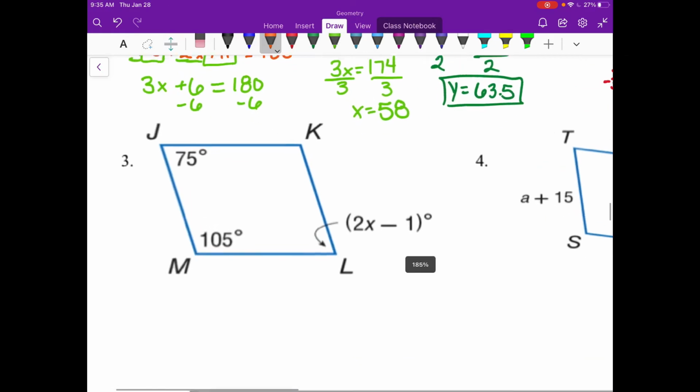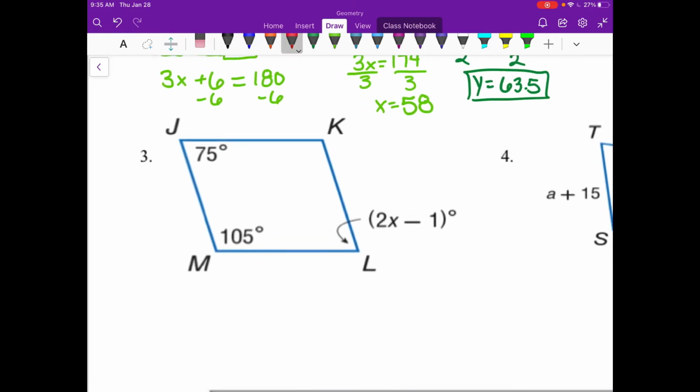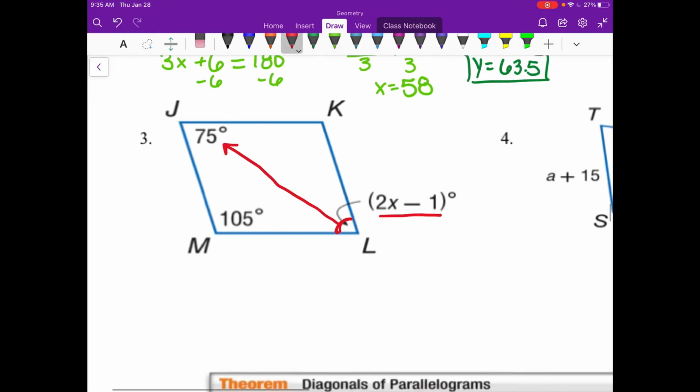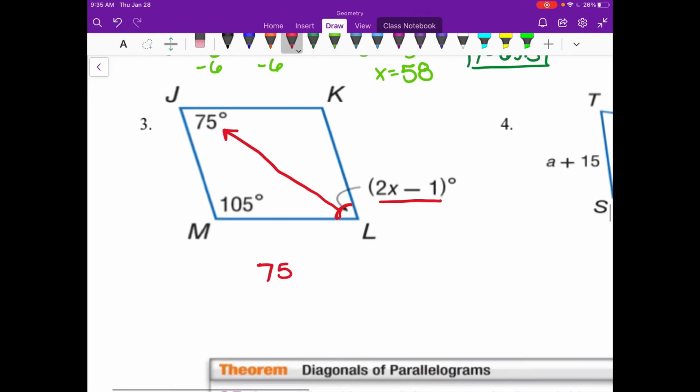Next, number 3. So I've got a parallelogram. I need to solve for x. X is over here. So this angle, angle L, is going to be congruent to angle J because they're opposite angles. So 75 degrees is equal to angle L, which is 2x minus 1. I'm going to add 1 to both sides. Not 11, just 1. And I get 76 equals 2x. Divide by 2 on both sides. So x is equal to 38.